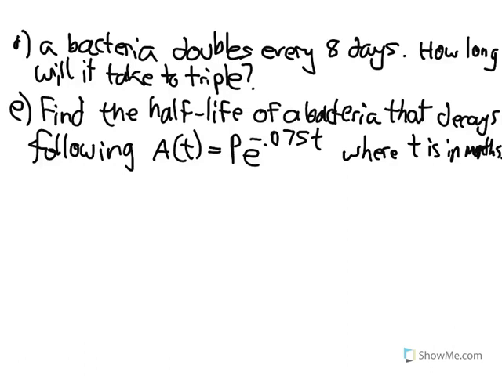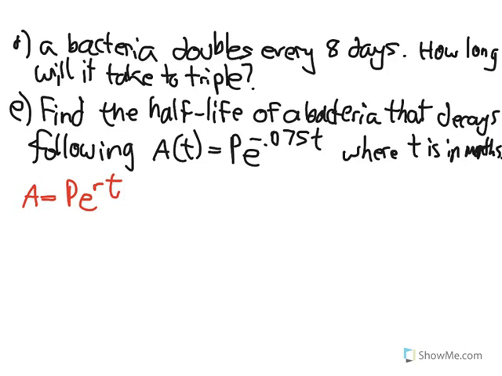Last two questions on the test, or last two parts I should say of the final question, are bacteria questions. Similar to the money one, where as soon as you see money and interest you go right to that formula, same thing here. We're always going to use the formula A equals P e to the rt, where r is your growth rate, t is the time, P is your starting amount again, and A is your final amount. So we're told that a bacteria doubles every 8 days.